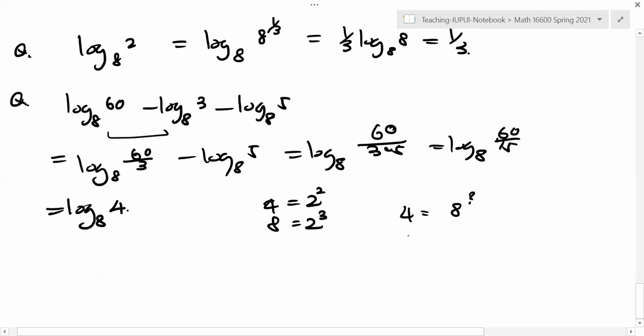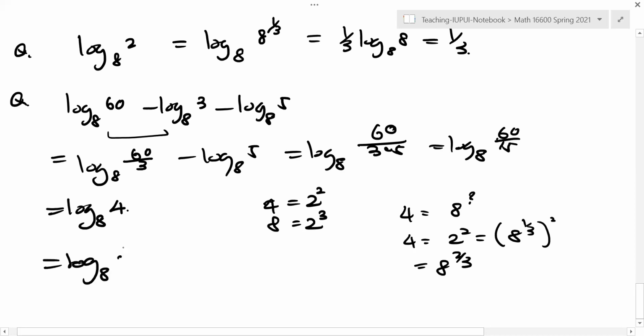So what I'm going to do is I'm going to do like this, 2 squared, right? And then what is 2? 2 is 8 to the 1/3. So that's why I get 8 to the 2/3. Okay. So therefore, 8 to the 2/3, then you got 2/3 log A, and that's 2/3. After simplifying, you got 2/3.